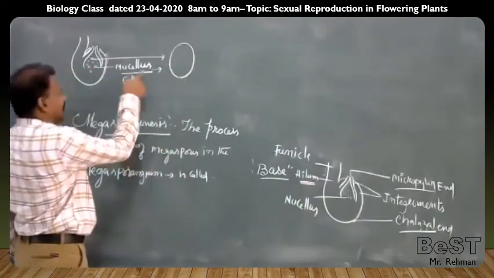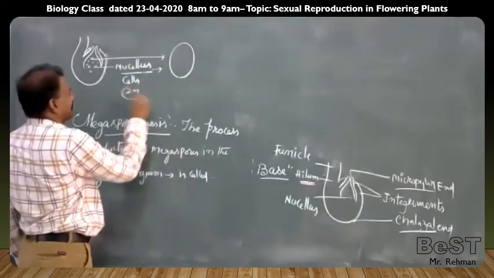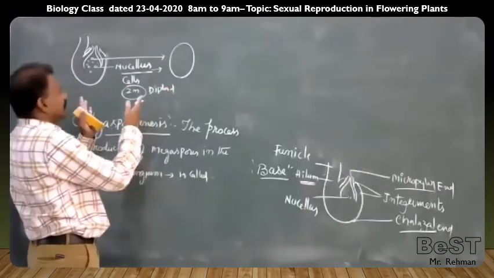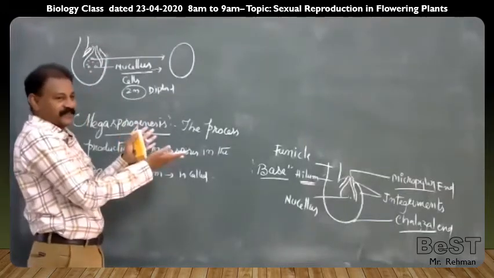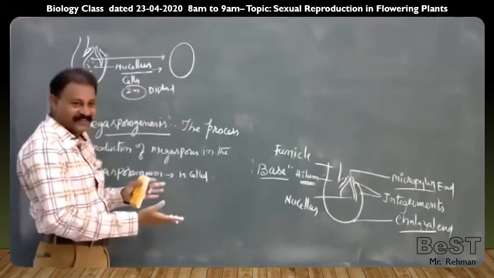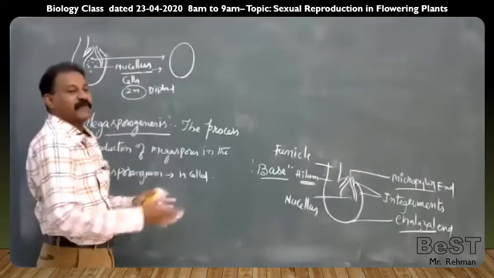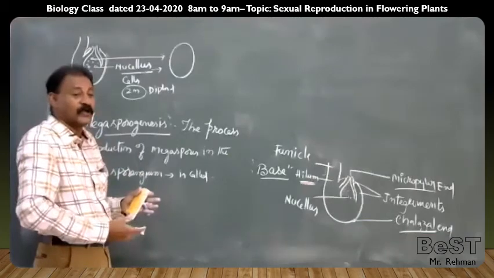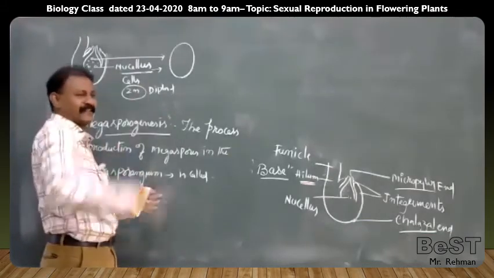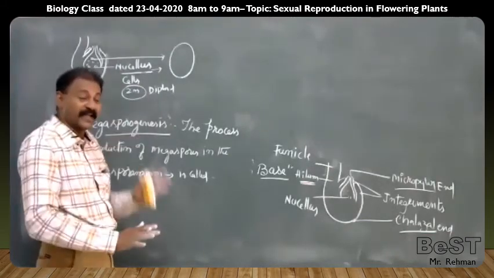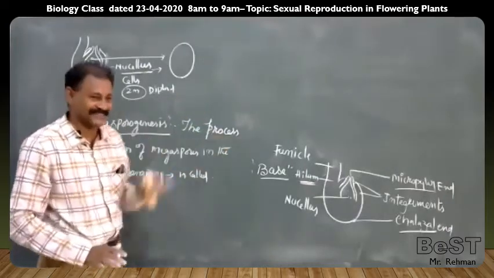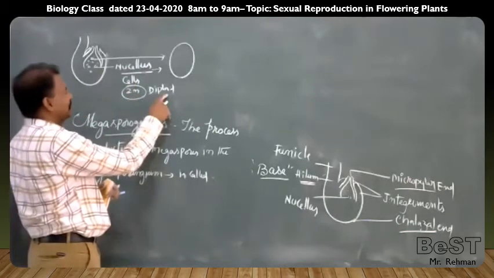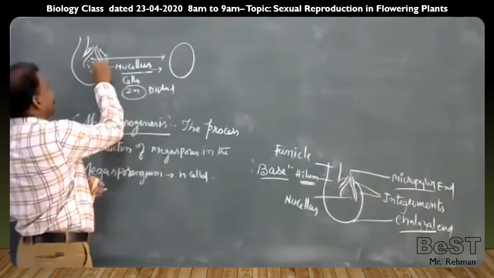Each and every cell of the nucellus is 2n in condition. 2n means diploid. Why are they diploid? They are found in the gynoecium. The gynoecium is present in the flower, and the flower is part of the plant body, and the plant body is formed from the seed. The seed is diploid, so all the parts in the plant body are diploid unless they undergo meiosis. So initially the nucellus cells are diploid, and many cells are there.